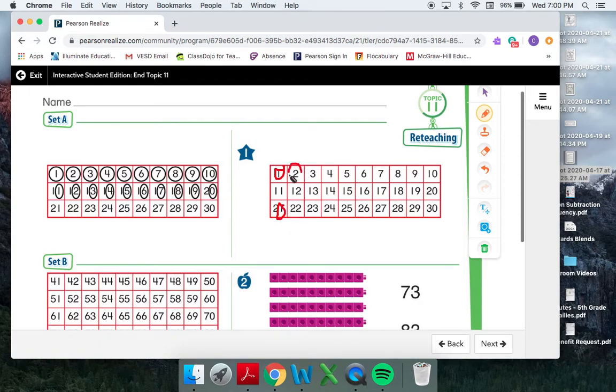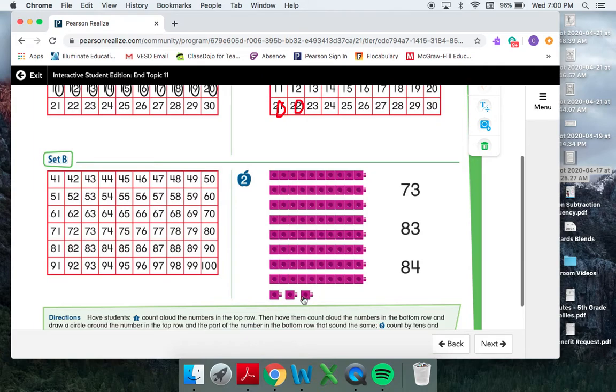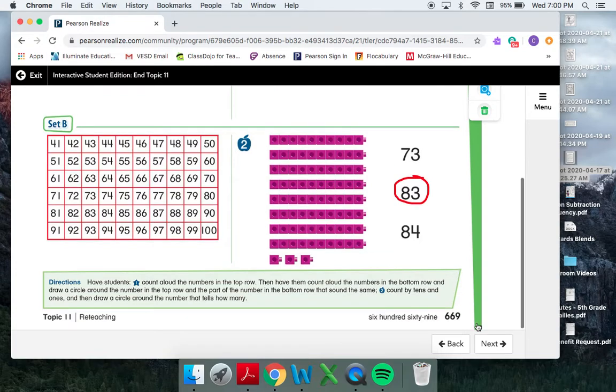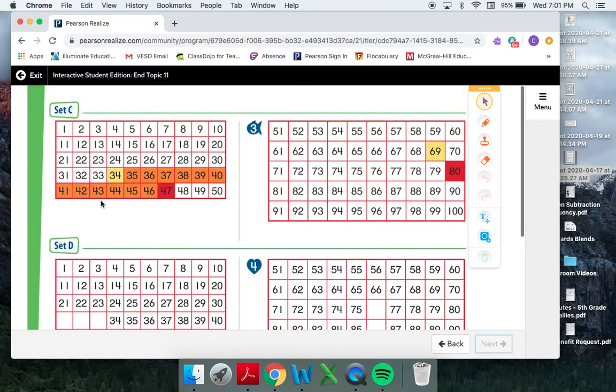Okay, here you said 2 and 22. Which parts are the same? The 2, okay, and you're going to have them do that for the whole row. Here we're counting by tens and ones, so they should go 10, 20, 30, 40, 50, 60, 70, 80, 81, 82, 83. They need to circle that answer, 83, and they need to know what that 83 looks like, an 8 and a 3. All right, again, here's another example problem over here to show them what they're doing here.